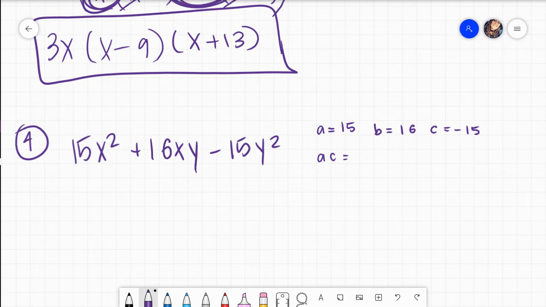Okay, that's what I thought. I just want to make sure. What I have here is 15 times a negative 15, which equals 225. Signs are different, so it's negative. I'm trying to get to 16. That's what my two factors need to have a difference of.